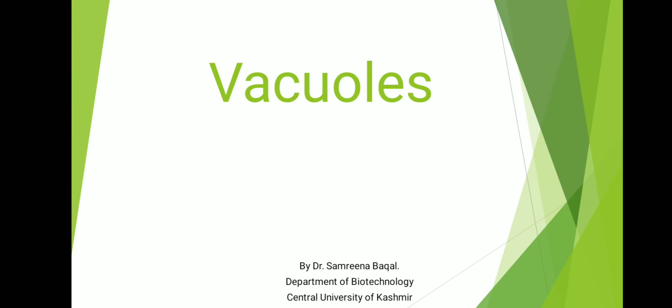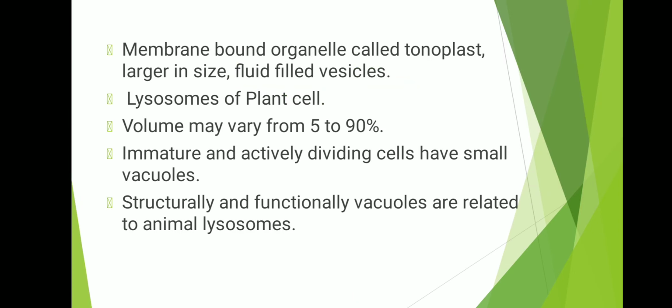Hello students, today we are going to discuss the vacuoles which are seen encased in plant cells. Vacuoles, as the name indicates, are vesicular structures. They are single membrane bound organelles. The membrane of these vacuoles is called the tonoplast. These vacuoles occupy very large space, so they are very large organelles, fluid filled vesicles, which are present in the plant cells.